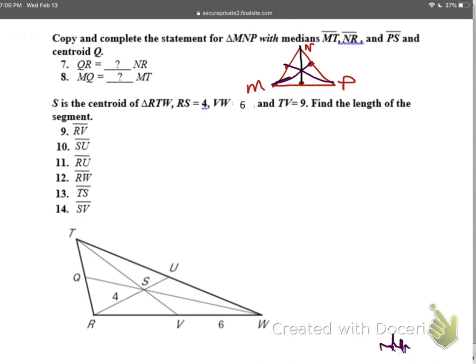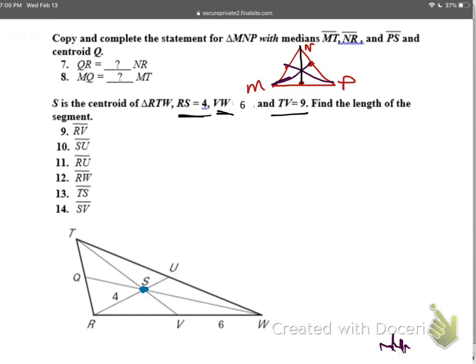Okay, so now let's look at this last piece. S is the centroid. Remember what centroid means. It means it's where the medians come together. Okay, you need to know that. So they come together there. They give you some measurements. You should label your measurements. They give you RS as 4. They give you VW as 6. That's outside the triangle. They give you TV, that's the whole median strip, as 9.